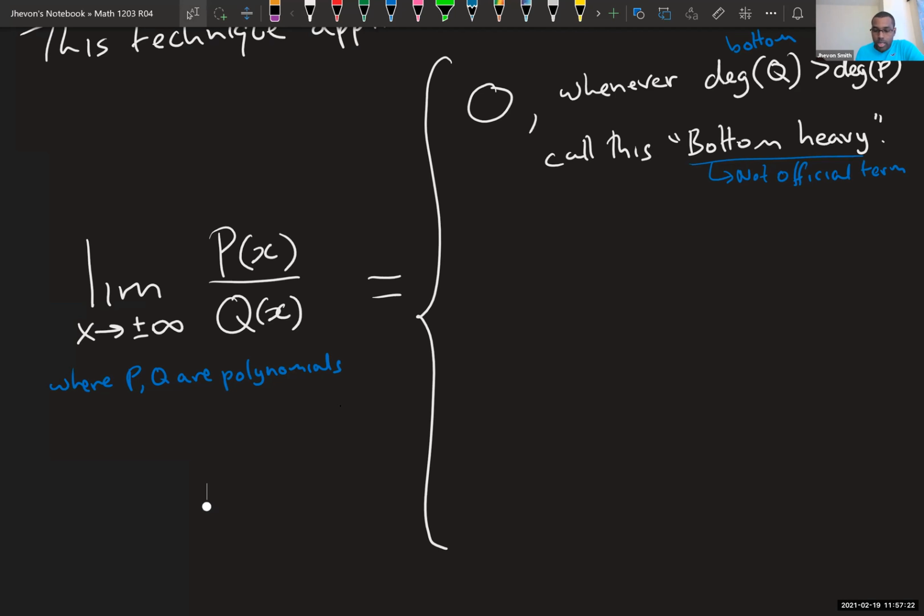Here's another possibility. The answer can be infinite. Now, it might be plus or minus infinity. You have to just pay attention to the signs.